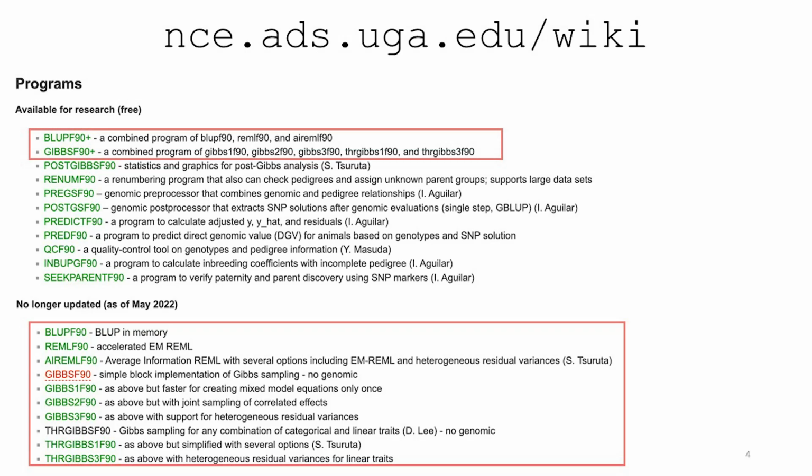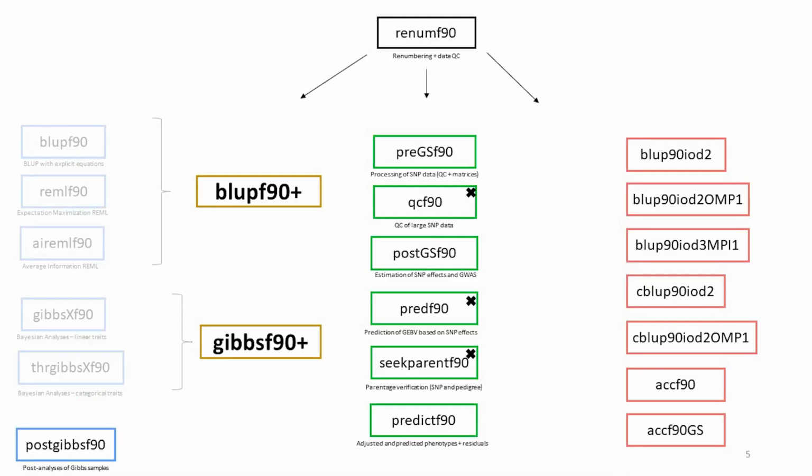So now, basically, the programs that you mostly use are BLUPF90 Plus and GIBBSF90 Plus. BLUPF90 Plus is a mixture of the old BLUP and REML programs, and GIBBSF90 is basically an estimation of variance components. So these are these two, right?